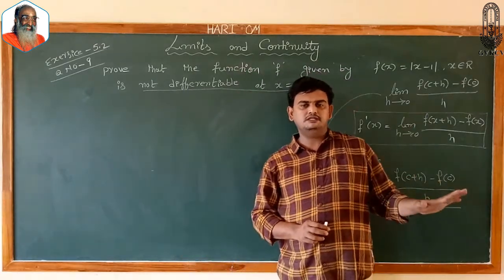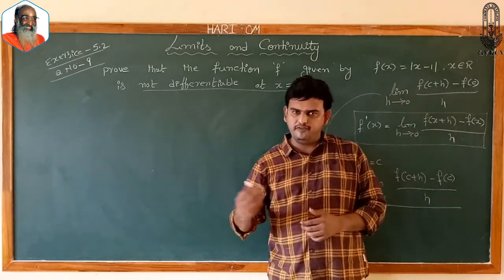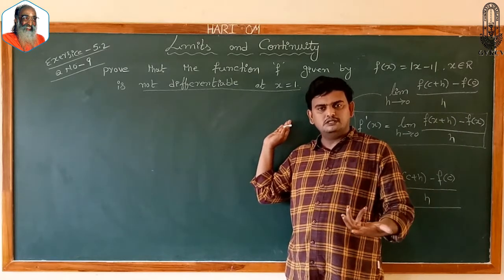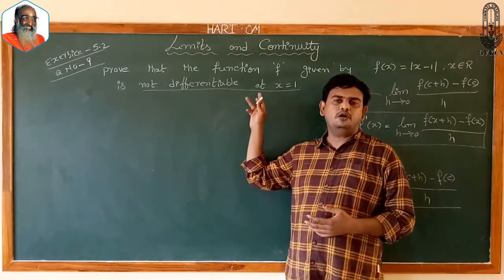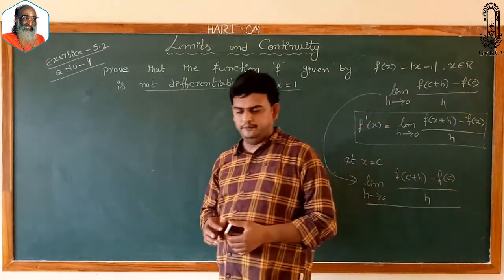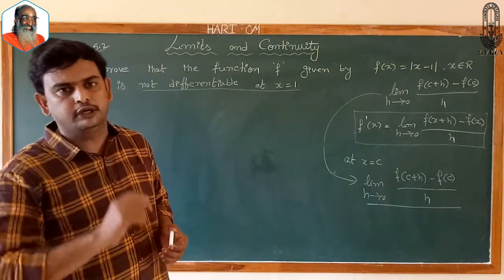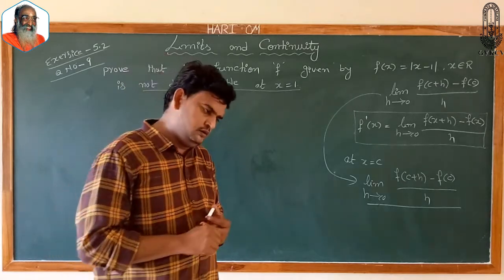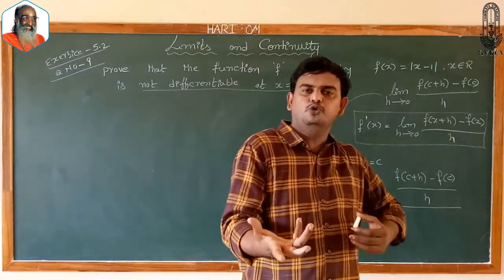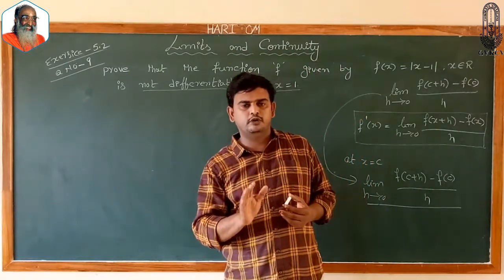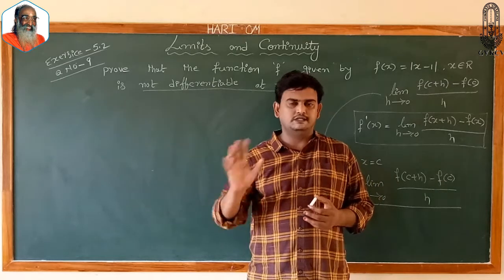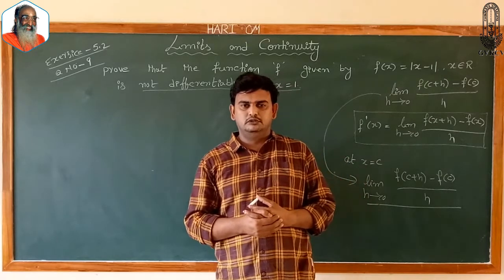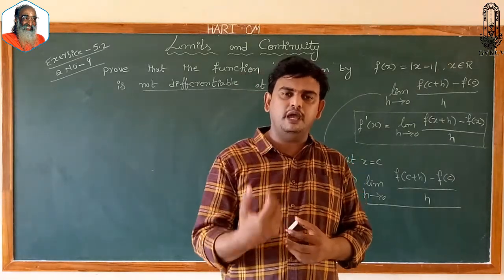Once the limit fails, then automatically differentiability also fails. When the limit does not exist at x is equal to 1, it means differentiability also does not exist at x is equal to 1. So now I am going to show that the limit does not exist at x is equal to 1. That is clear for us. Now what do we have to do? How can we say that the limit does not exist?